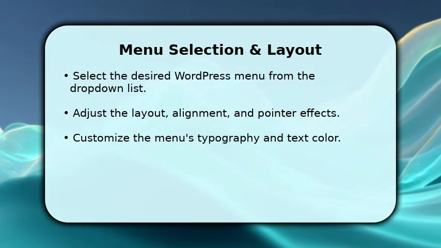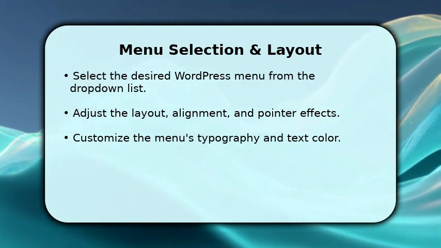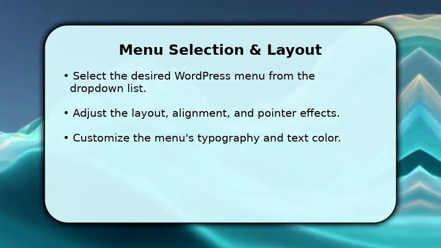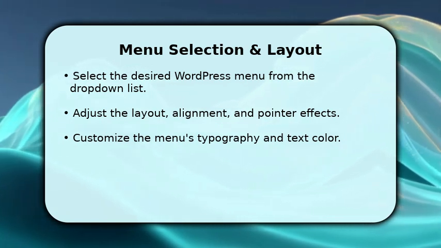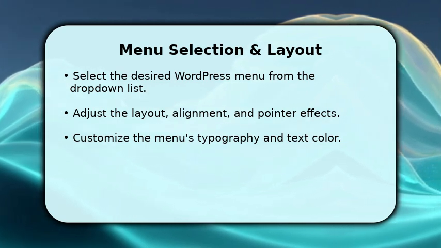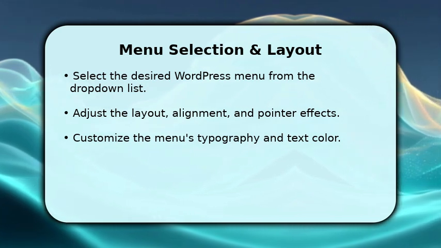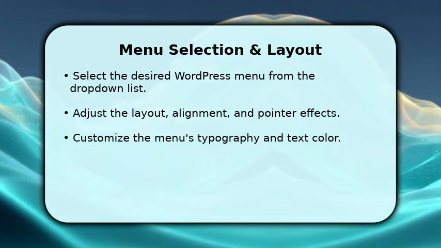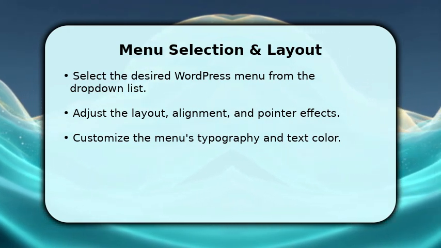Once the widget is in place, you'll need to select which WordPress menu you want to display from the drop-down options. After choosing your menu, explore the layout settings to define its orientation, such as horizontal or vertical, and its alignment. You can also add engaging pointer effects for hover states. Finally, dive into the Style tab to customize the typography, text color, and background for a cohesive look.